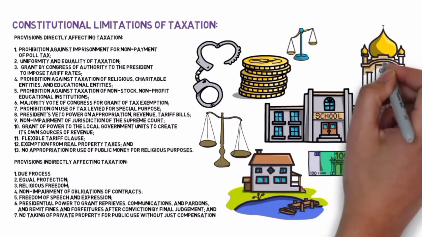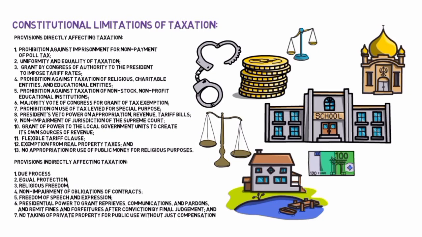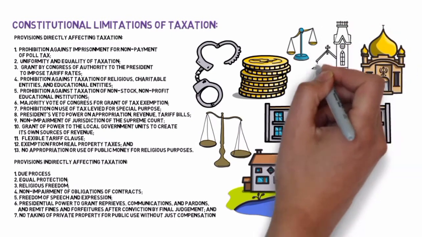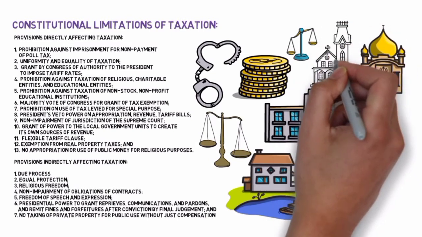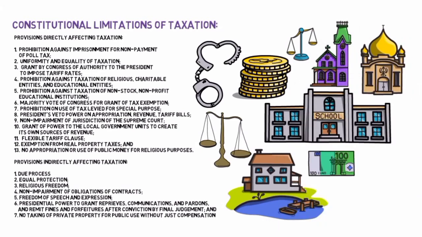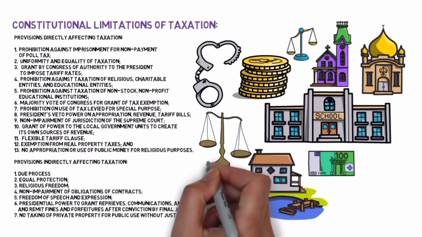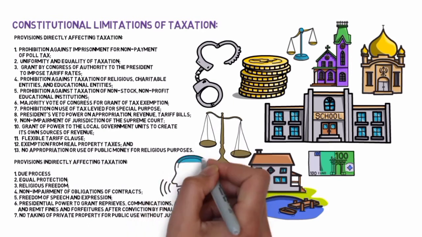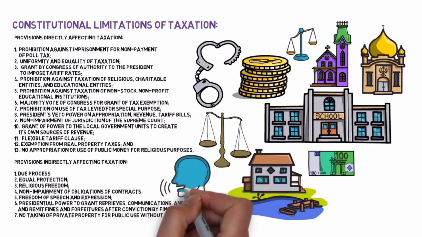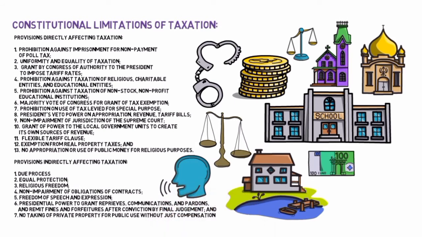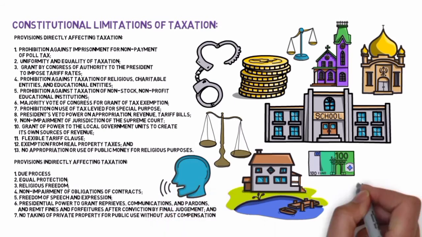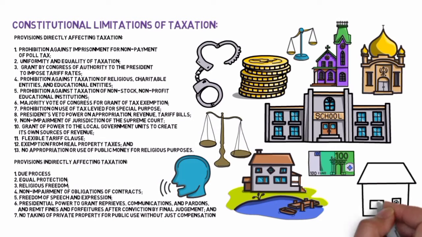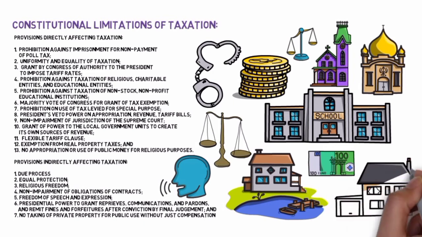Provisions indirectly affecting taxation. 1. Due process. 2. Equal protection. 3. Religious freedom. 4. Non-impairment of obligations of contracts. 5. Freedom of speech and expression. 6. Presidential power to grant reprieves, commutations, and pardons, and remit fines and forfeitures after conviction by final judgment, and 7. No taking of private property for public use without just compensation.